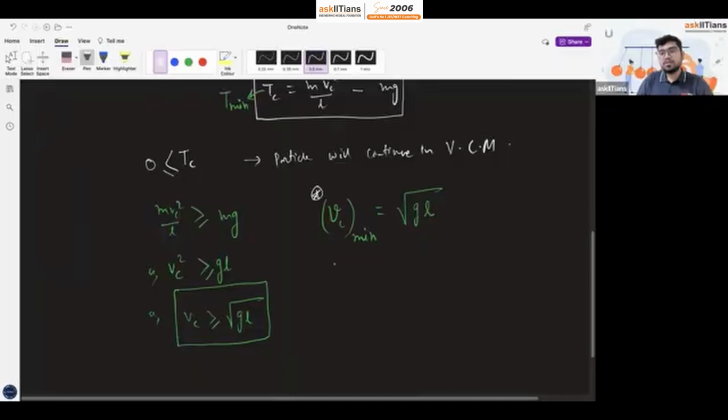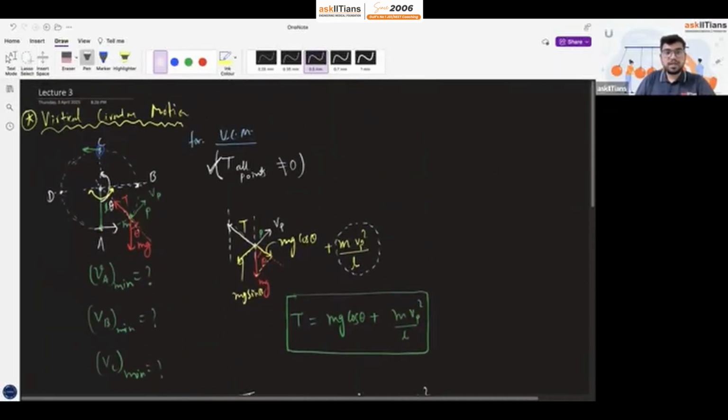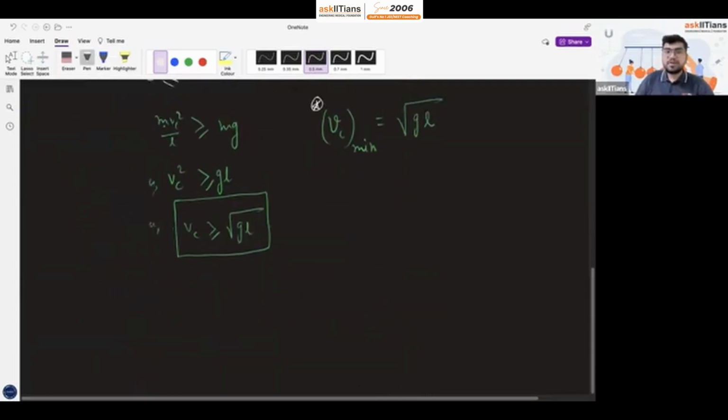Now, if we know about the minimum speed required at this location, then can we also find the speed required at this location in order to get the speed here? So yes. How will we be finding it? For that, we have conservation of mechanical energy.